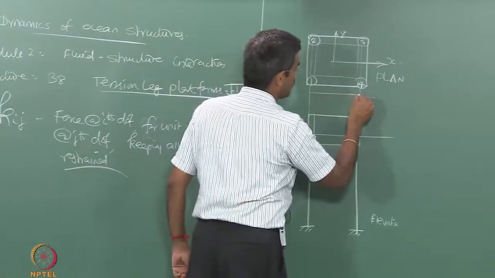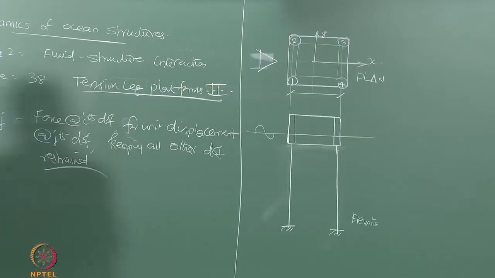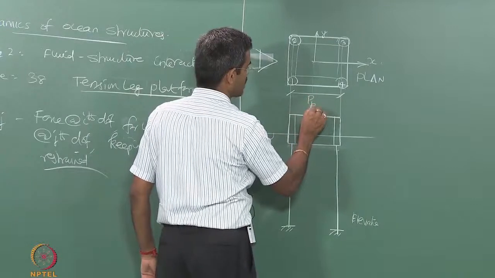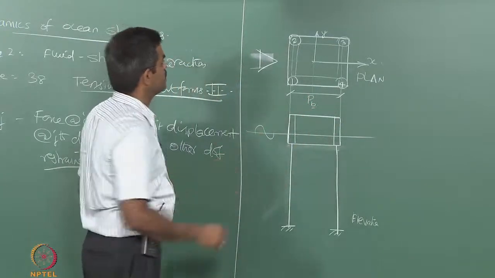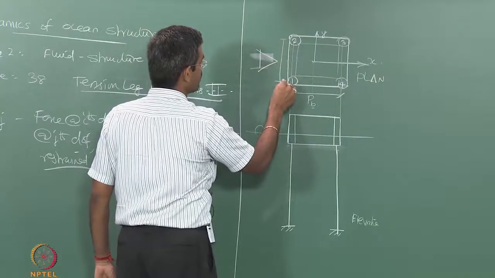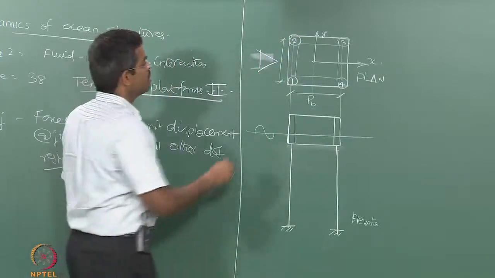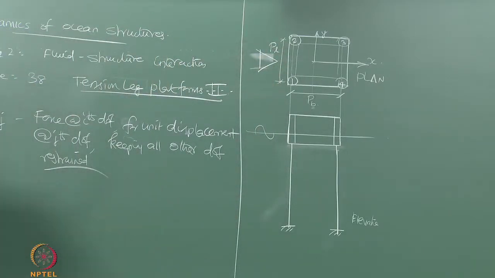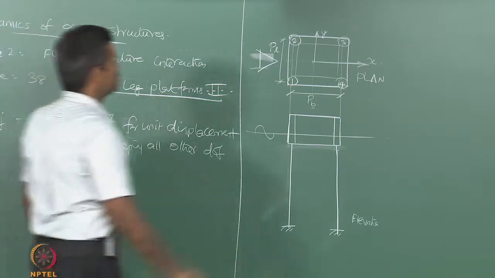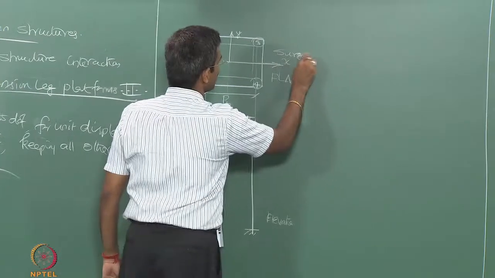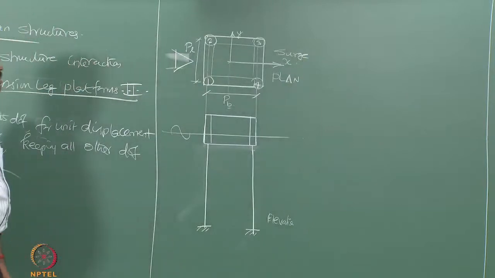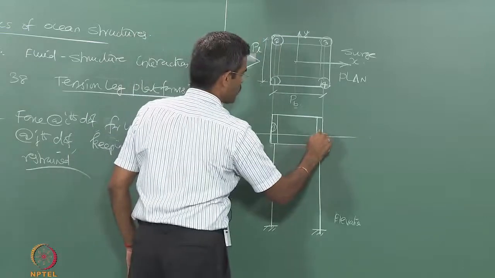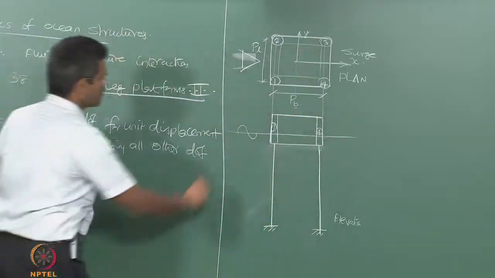The dimension of the TLP, center to center of the columns along the wave propagation, is taken as PB, where B stands for the breadth of the platform and P is the plan. The dimension normal to the wave propagation is taken as PL, where L stands for the length of the platform and P is again the plan. So, this becomes my surge axis. I am subjecting it to a unidirectional wave. So, when you draw an elevation, this column becomes 1, 3 is hidden, this column becomes 4 and 3 is hidden, and this becomes the water depth.